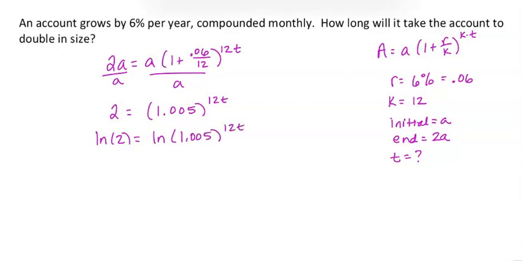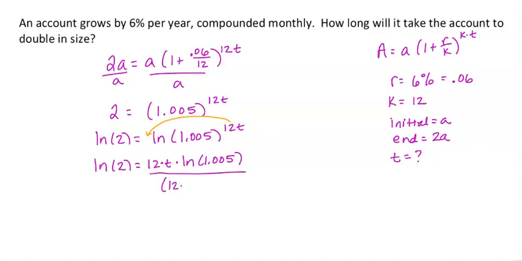Our properties of exponents inside of a log tell us that this power of 12t can now move out in front as a coefficient. So we'll have the natural log of 2 is equal to 12t times the natural log of 1.005. We're trying to solve for t here, so we want to get that by itself. The 12 and the t and the natural log are all multiplied together. So to isolate that t, I can divide both sides by 12 and the natural log of 1.005.